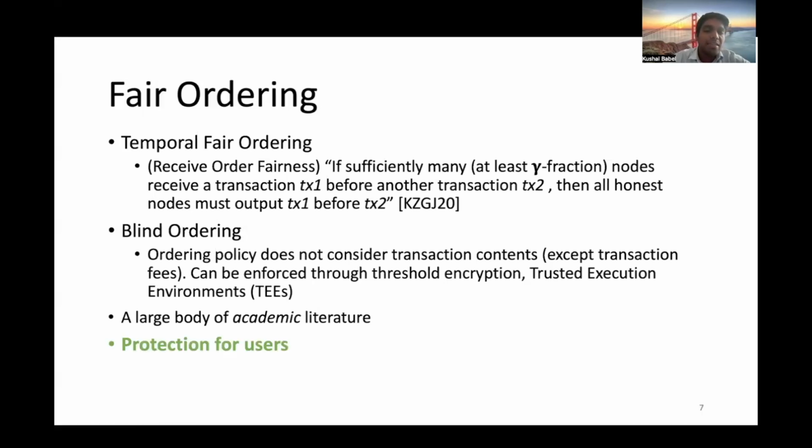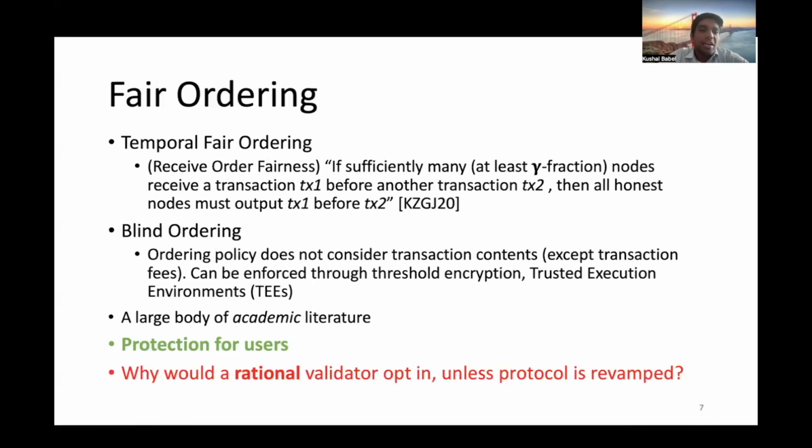One big reason for that is while this approach has protection for users, this approach essentially does not account for the rational model of validators. Put differently, this approach does not factor in why a rational validator would opt into this approach if they can just make much more money extracting value from users' transactions. So unless the protocol forces the validators to follow this protocol, a rational validator would never adopt a fair ordering approach and forego the profits that they are getting from proposer builder separation.